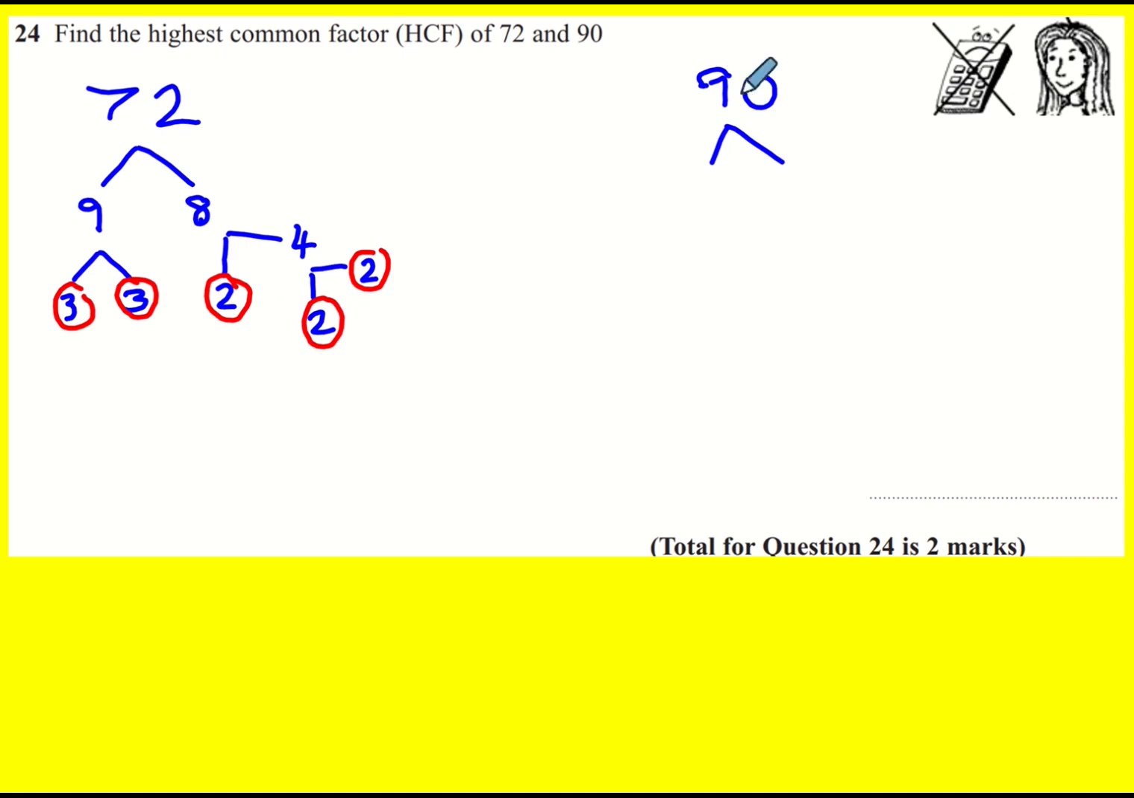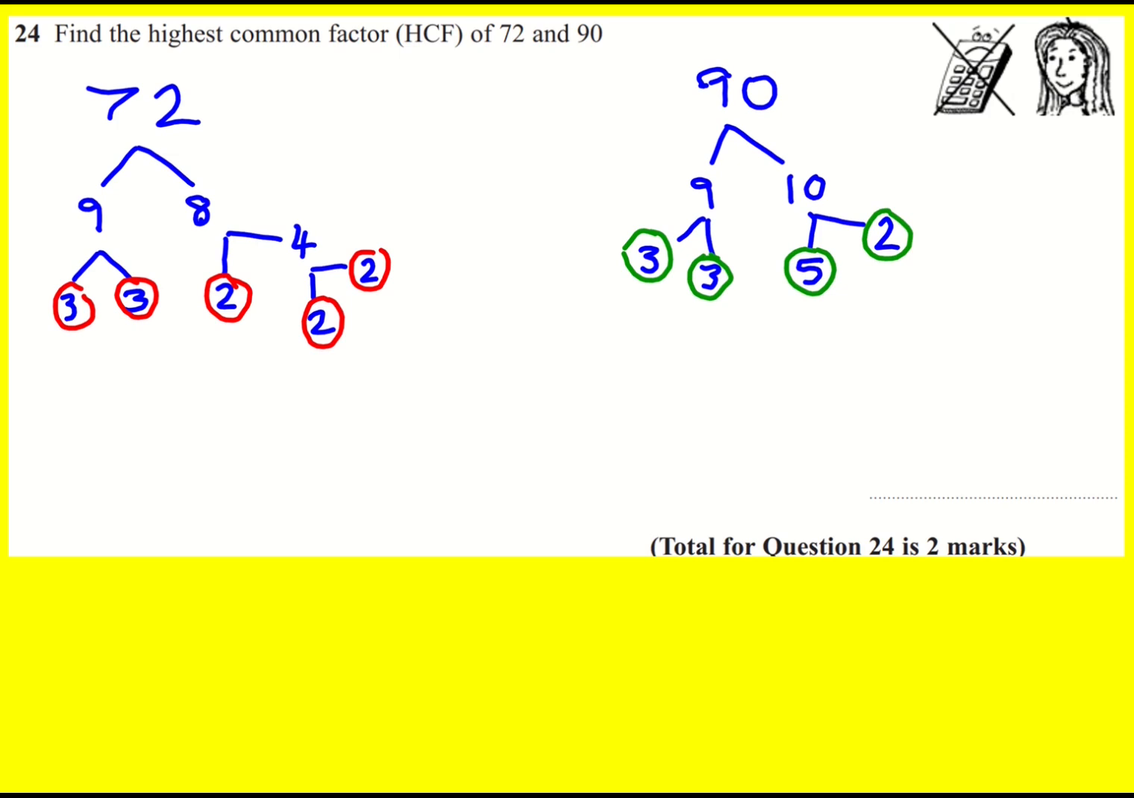Let's do the same for 90. Two numbers that multiply to give 90 are 9 and 10. Neither of those are prime, so keep going. 9 is 3 times 3, prime. There's a circle around it. 10 is 5 times 2, and they're both prime. So as a product of prime factors, 90 would be 3 times 3 times 5 times 2.